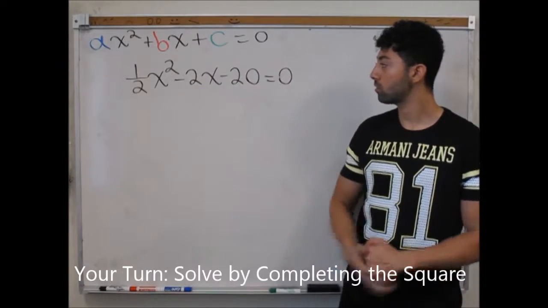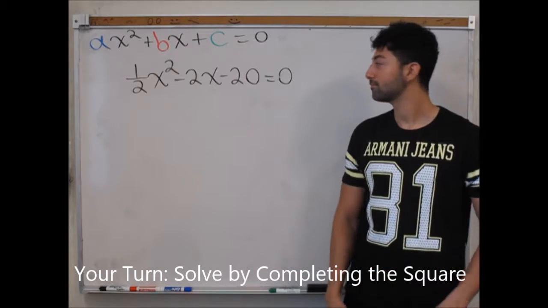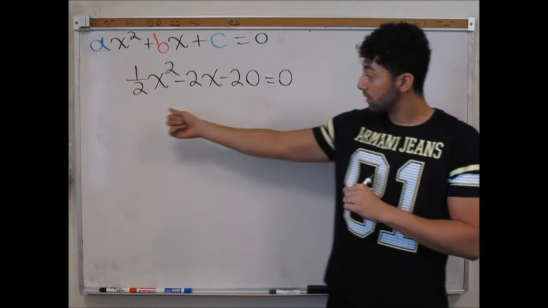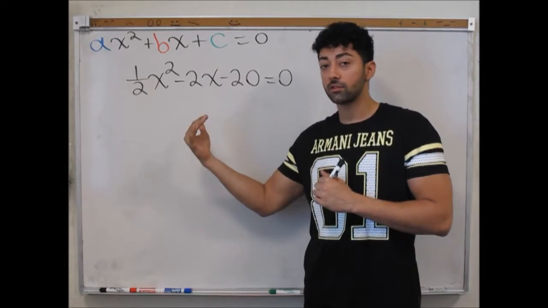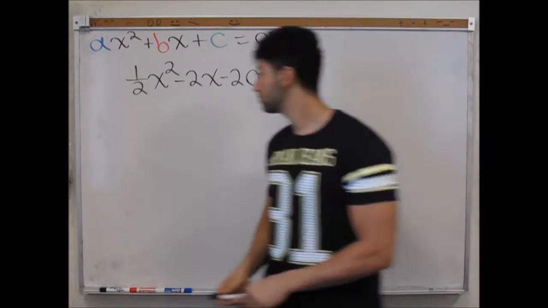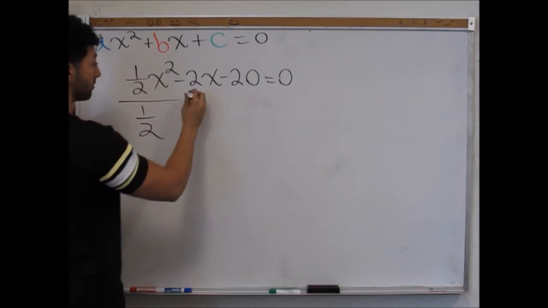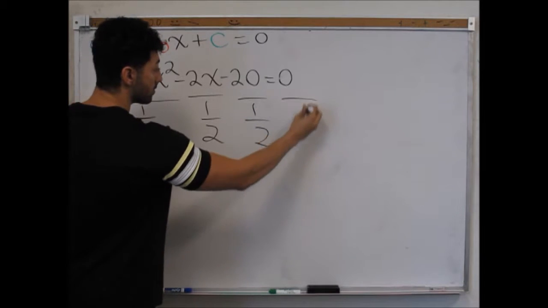Okay, so why don't you go ahead and try this, and then I'll go over it with you. Okay, so we see a leading coefficient. We see a coefficient in front of our leading term, so we're going to go ahead and get rid of that. We say we're going to divide that out. So divide this by 1/2, divide this by 1/2, divide this by 1/2, and the 0 by 1/2.